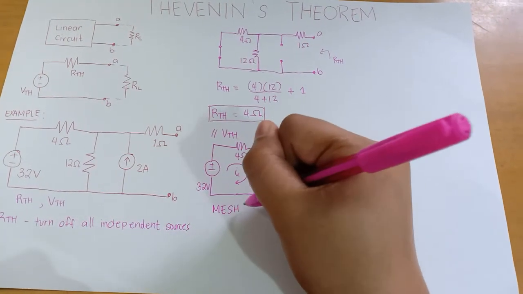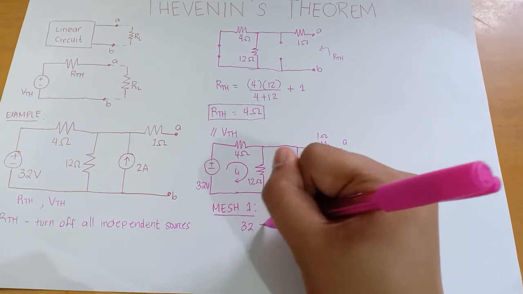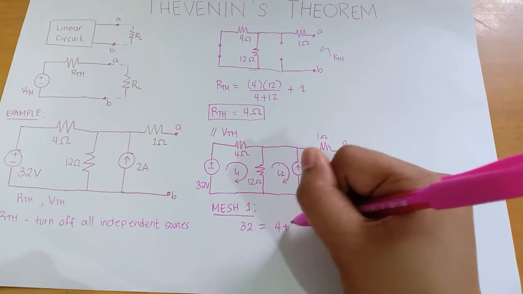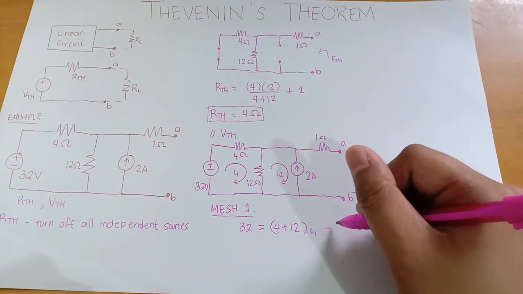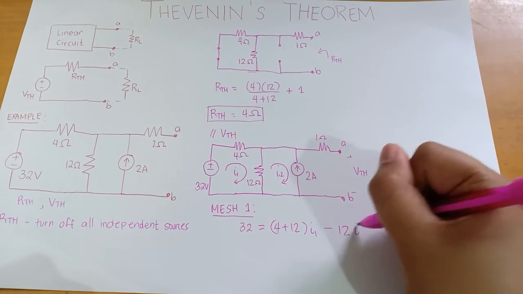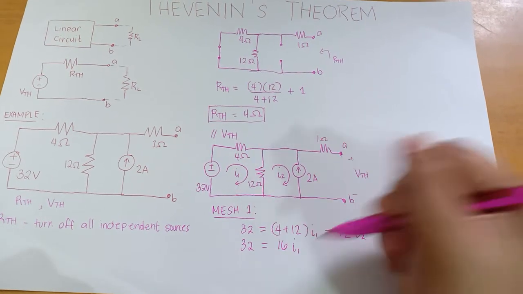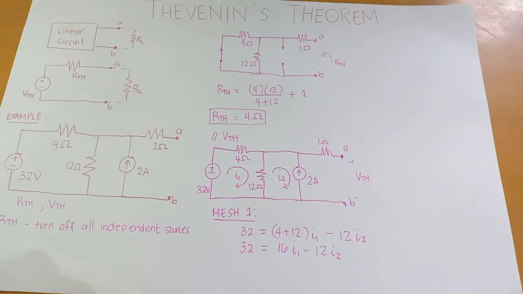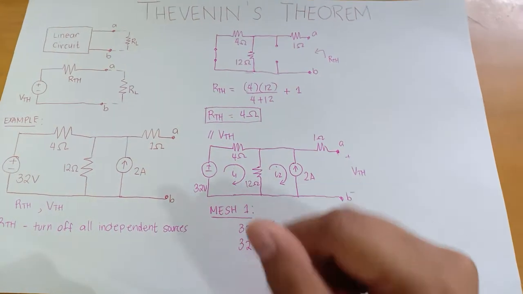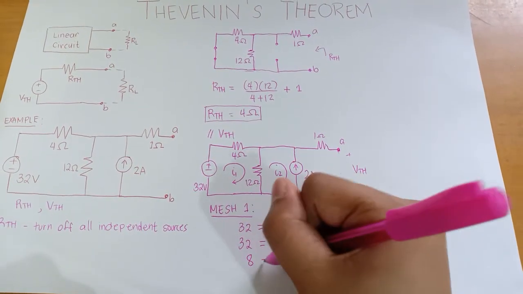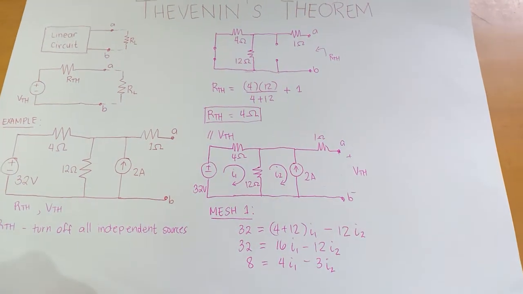So, mesh 1. Sa mesh 1, voltage dito sa kabila, 32 equal to 4 plus 12 I1 minus 12 I2. Yung I2, 12 times I2. So, 32, 4 plus 12, 16 I1 minus 12 I2. Ito, pwede pa nating pababain. Divide natin by 4. So, ito ay magiging 8 equal to 4 I1 minus 3 I2. So, ito yung una nating equation.